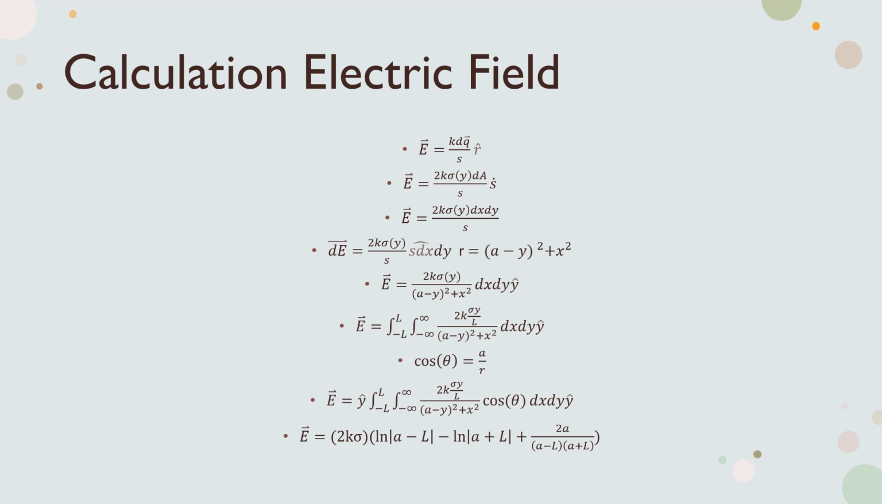And then I knew, because we're looking at our r vector, that it needed a cosine of theta, so then I plugged that into our integral as well. And so this came out being the integral from negative L to L of negative infinity to infinity 2k sigma naught y over L over a minus y squared plus x squared cosine of theta dx dy y hat. So then after solving this integral, I got E equals 2k sigma times lambda of a minus L minus the ln of a plus L plus 2a over a minus L, and then a plus L.